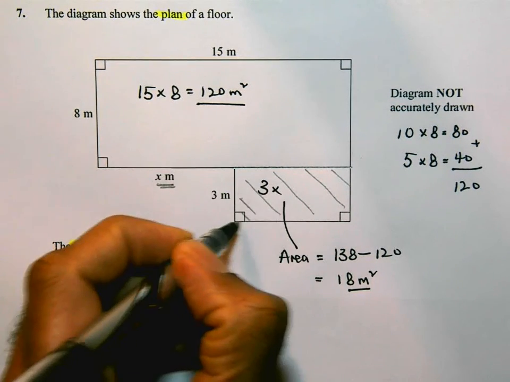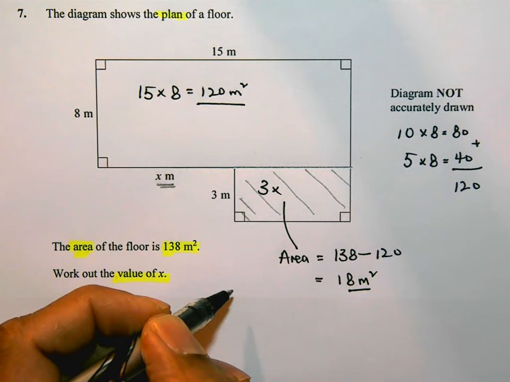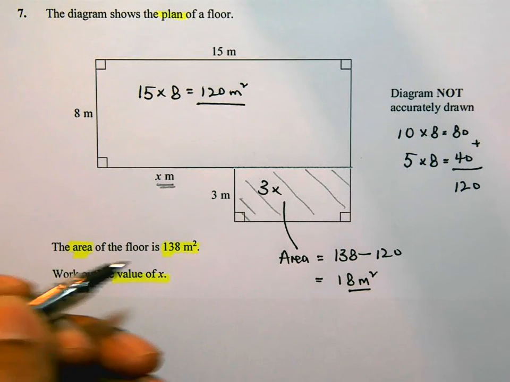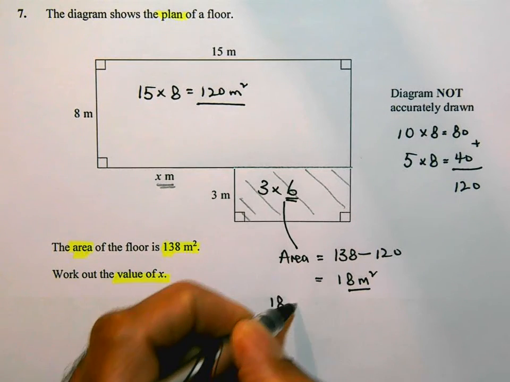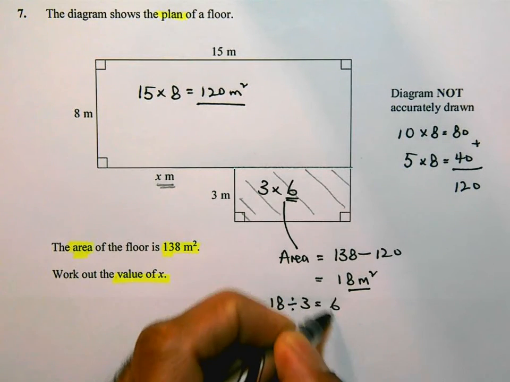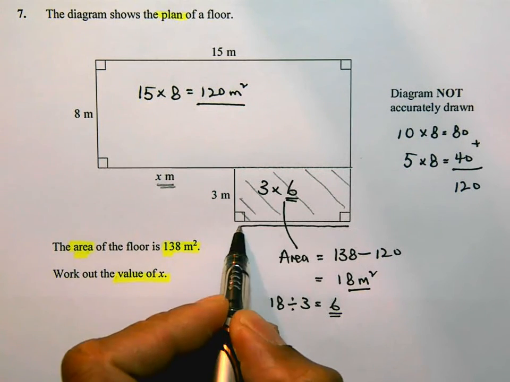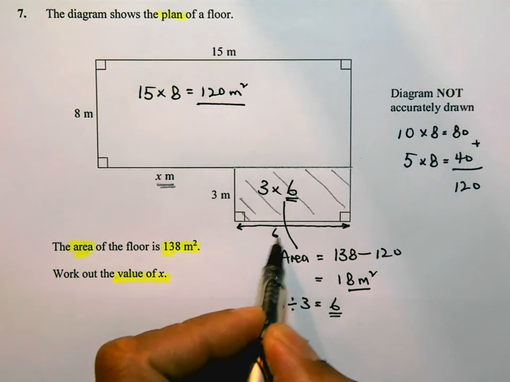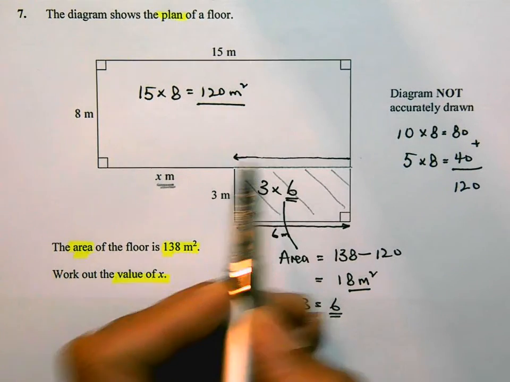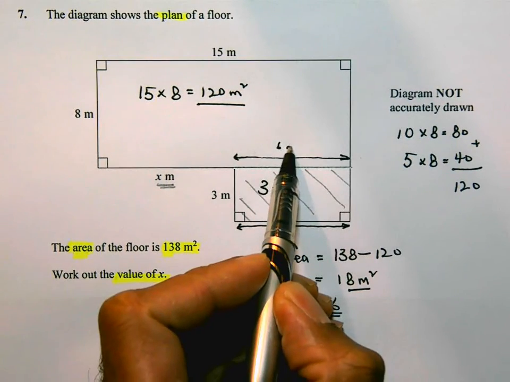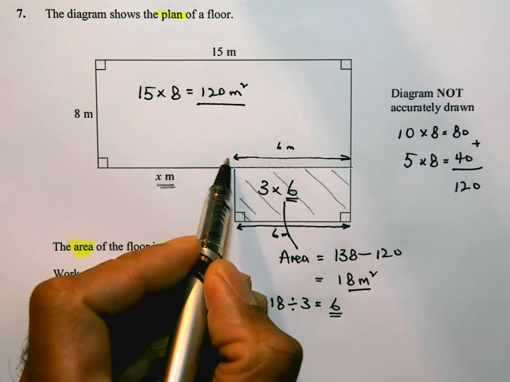Now 3, which is its width, times its length is going to give me 18. 3 times what will be 18? 3 times 6 is 18. I'm doing 18 divided by 3 to give me that 6. That's how I've worked that out. So this distance across here is 6 meters, and that's the same as the distance over here. That's 6 meters.